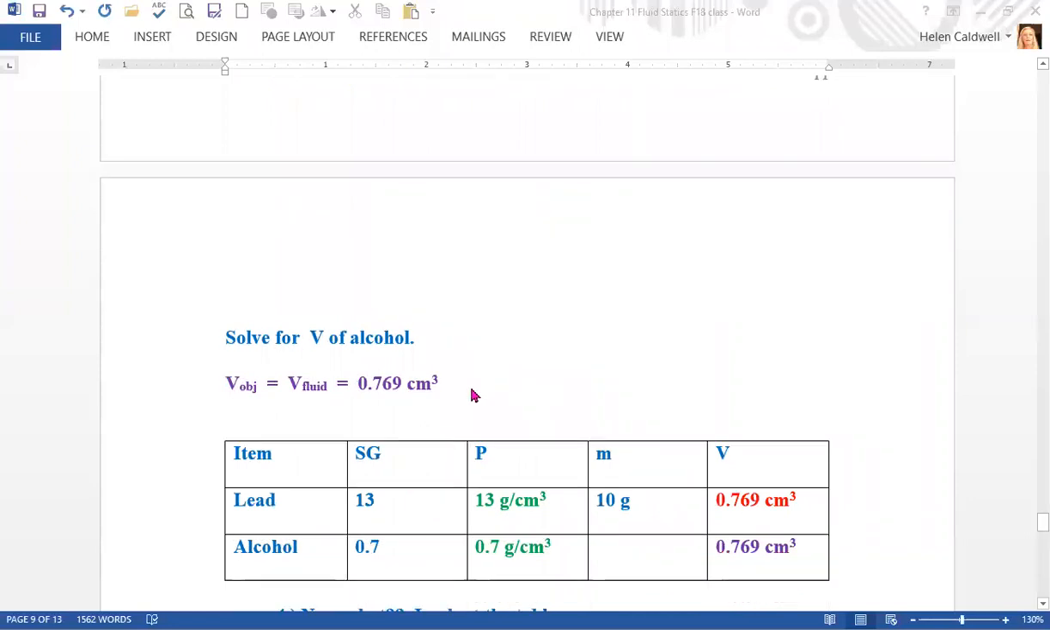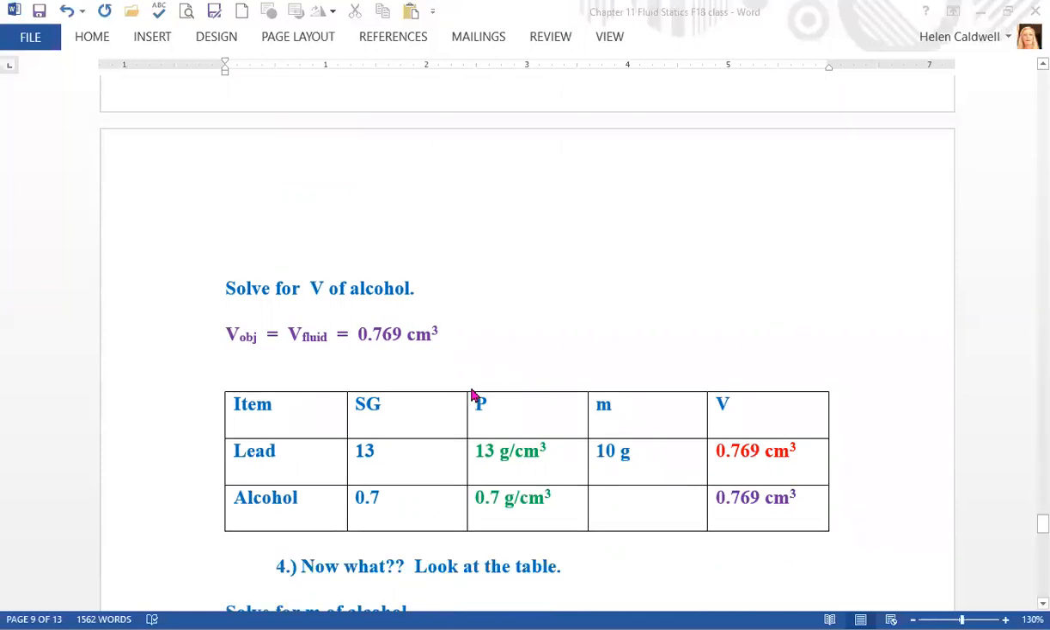Because it's a floater. I'm sorry, because it's a sinker. What was I saying? Because it's a sinker. I didn't say that wrong too many times. Floaters displace their own mass, sinkers displace their own volume. Lead is a sinker, lead is going to have the same volume as the object as the displaced fluid will. Now what? Look at the table.